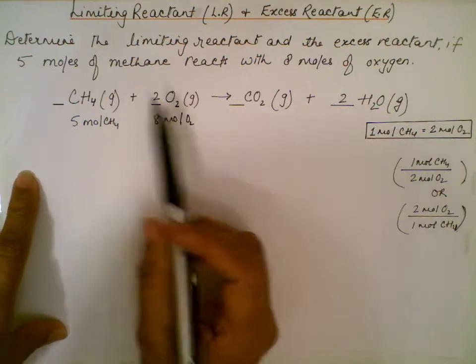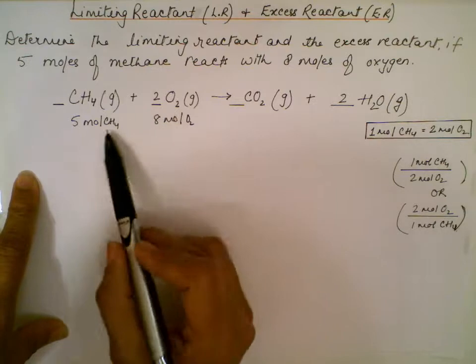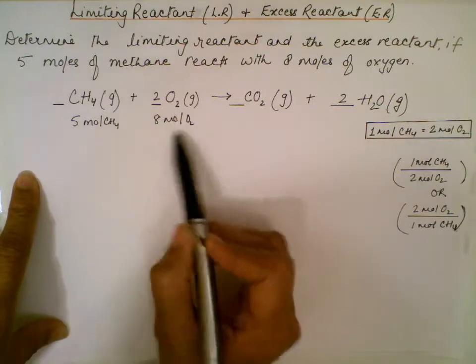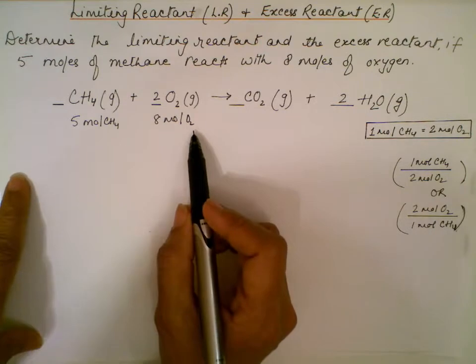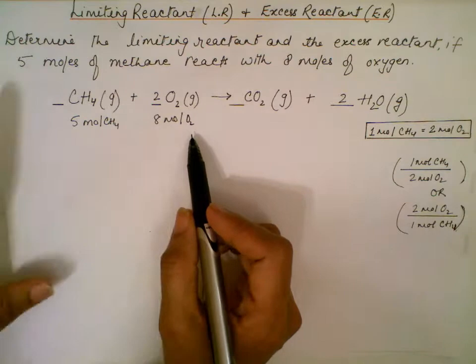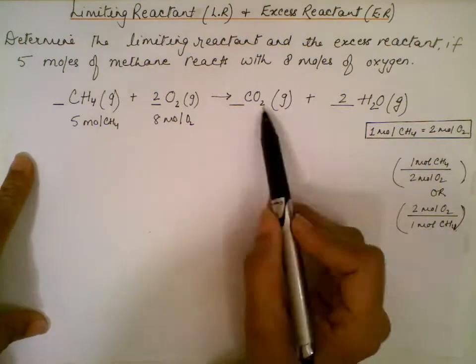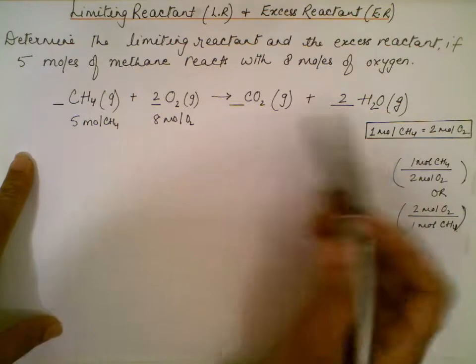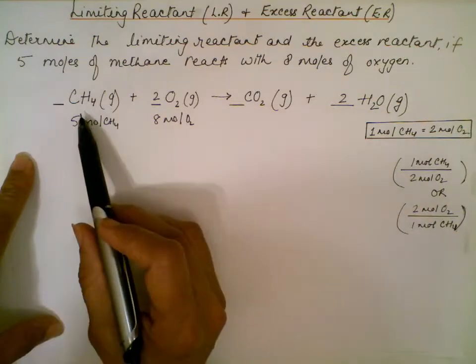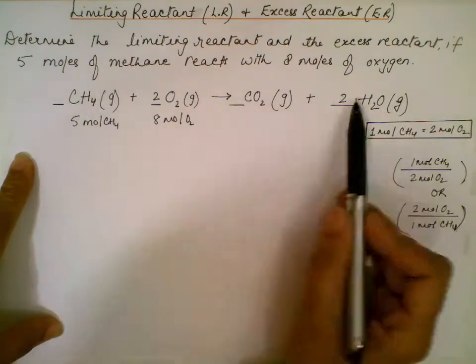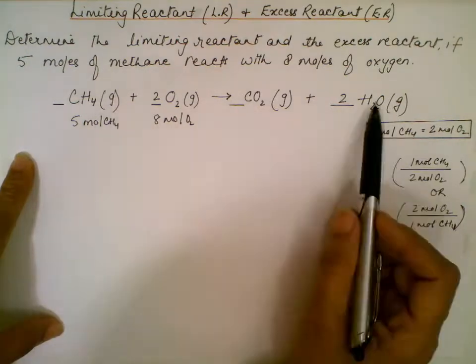We have to figure out which of these substances, is it going to be 5 moles of methane or 8 moles of oxygen, which is going to run out first in the reaction, meaning which is going to actually control the reaction or limit the products. These are the products here, carbon dioxide and water. So you always start out with the balanced equation. This is actually a combustion reaction.